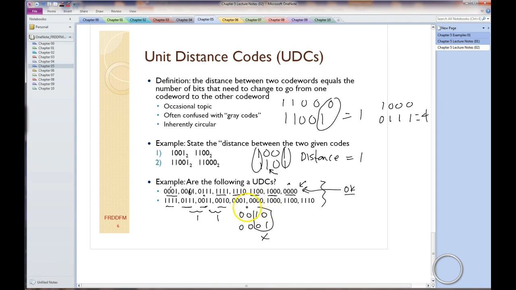We'll keep looking at it just for the heck of it. This is a distance of 1. This is a distance of 1. This is a distance of 1. This is the difference. Okay. Other than these 2 code words here, this would have been a unit distance code, but because they're different, this is not a unit distance code.